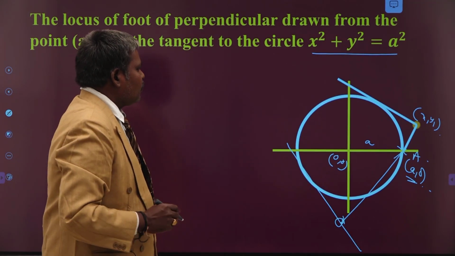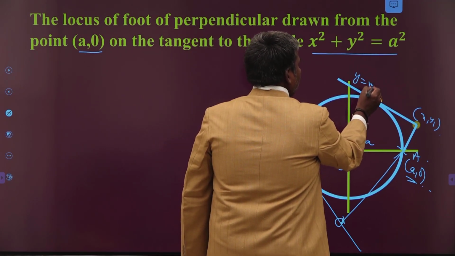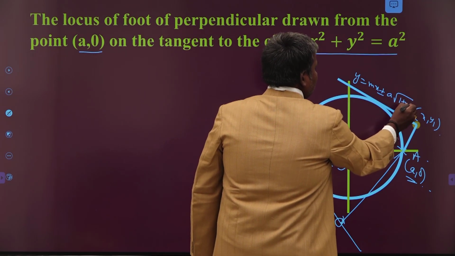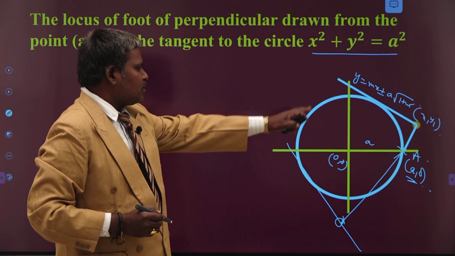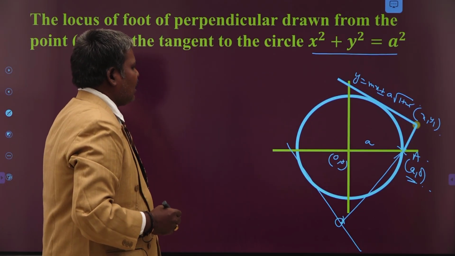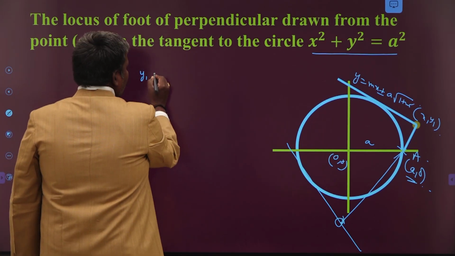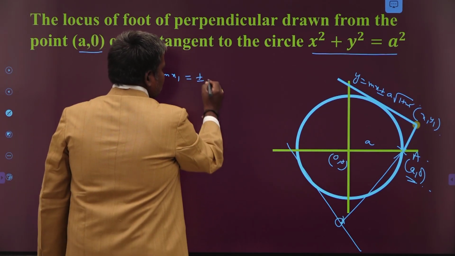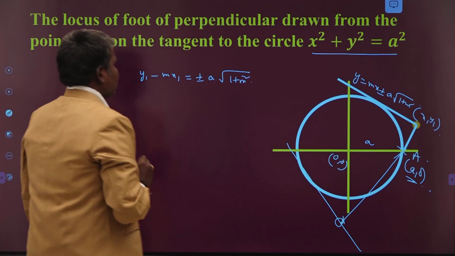Understand? So the equation of any tangent of this circle is what now? y = mx ± a√(1 + m²). This is any tangent of the circle. Suppose (x1, y1) is the foot of perpendicular. Does the foot lie on the line or not? Immediately the foot lies on the line. So what is the first condition? y1 - mx1 = ± a√(1 + m²). This is my first condition.